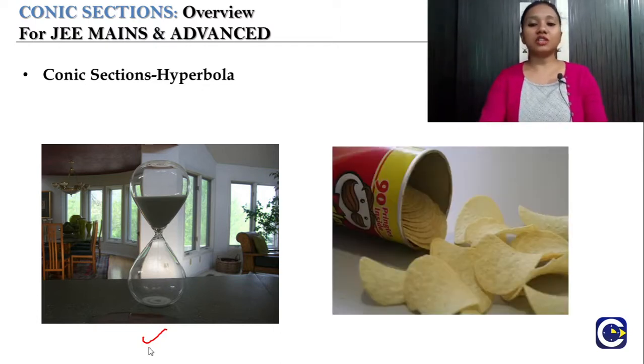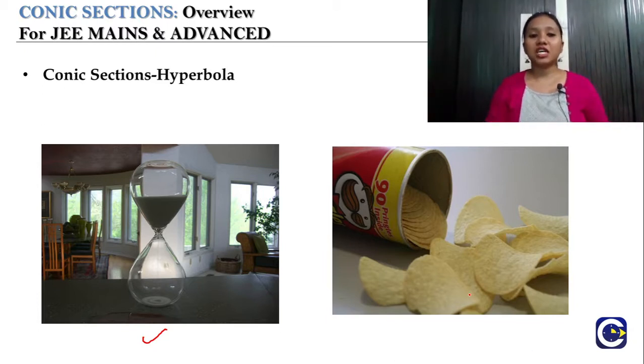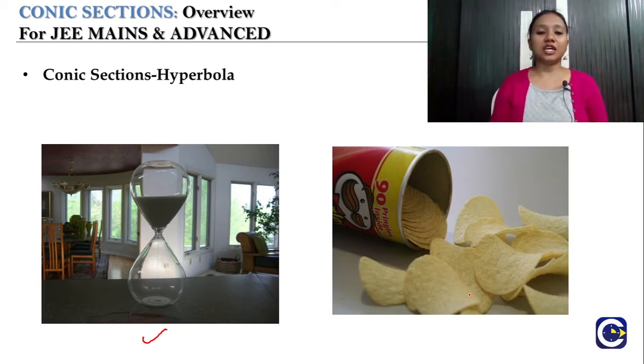Right, so the other thing is Pringles. If you observe these Pringles in detail, they actually have the shape of a hyperbola. So these are very real, everyday examples from which we can see the shape of the hyperbola. Right. So now we have a quick idea of what this hyperbola actually is.